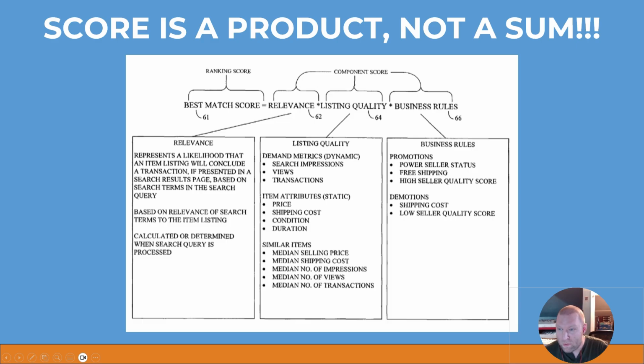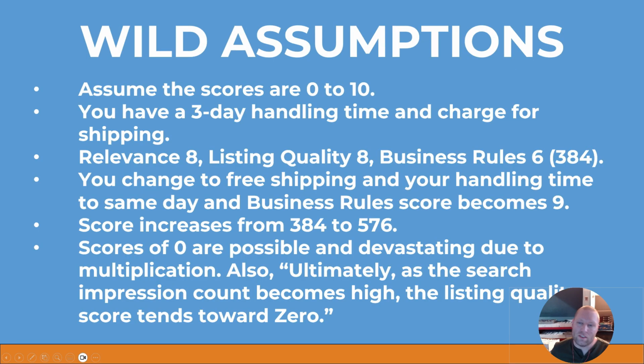The only other thing I want to point out here is business rules. Look at this. The whole free shipping versus charge shipping debate? They explicitly tell you you get a ranking promotion for having free shipping and you get demoted for having a shipping cost. So that should settle the debate, really, right? Anyway, this is here to kind of hammer home that multiplicative concept.